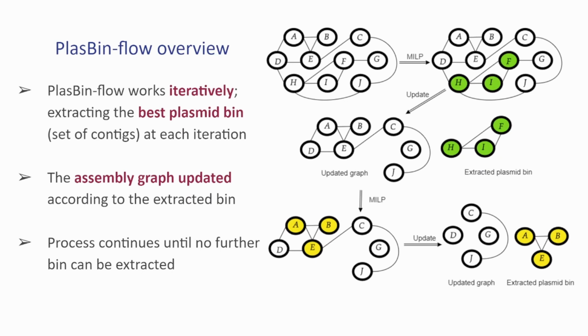So on the right, we have an example where we start with the entire assembly graph. Then we have one iteration of the method which identifies the plasmid bin in green. We then update the assembly graph to remove contigs that can be removed from that plasmid. And then we use the remaining assembly graph for the next iteration, where we then continue with the yellow plasmid bin. And this process continues till we don't have any more bins to remove.